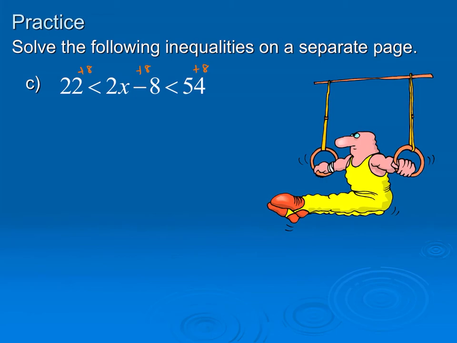So when you've got a 3-part inequality, you've got to add or subtract or multiply or divide each section by the same number. So here I get 30 less than 2x less than 62. Really focusing on the middle part of the inequality, I want to isolate x. Here I've got a 2x in there, so I've got to divide everything by 2. And so I get 15 is less than x is less than 31.